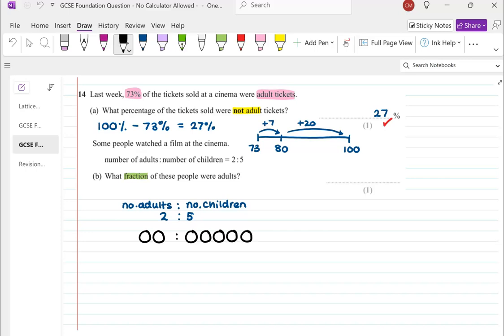Now I need to find out what fraction of these people were adults. Now I can see that there were 2 parts adults out of 7 altogether. So I think there were 2 out of 7, 2/7 were adults. 2 out of the 7 were adults. Because there's 5 parts, there are 7 parts altogether in my ratio. Whoops. 7 parts in total. So actually 2/7 were adults. And that's just 1 mark there.